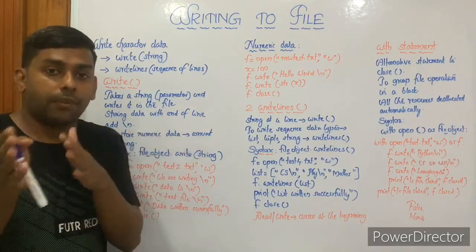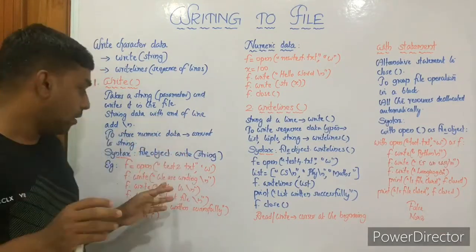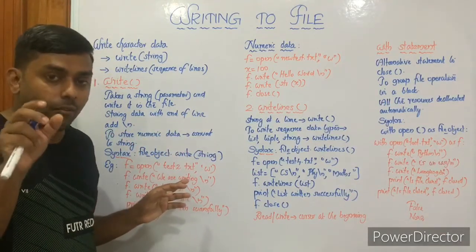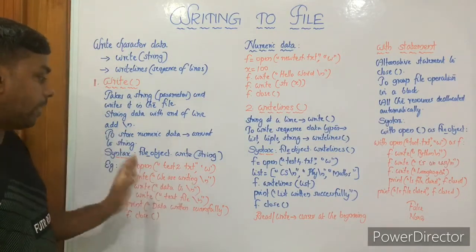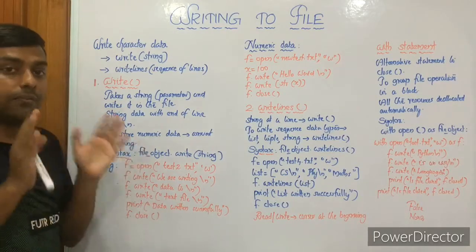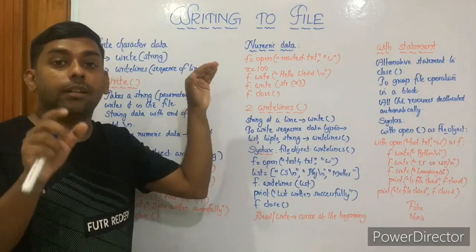Just go to a Python file and you can find test2.txt, open it, you can see 3 lines of data or content. Okay, yes. So this is how we can work with the write function. Now we are heading to writing numeric data.